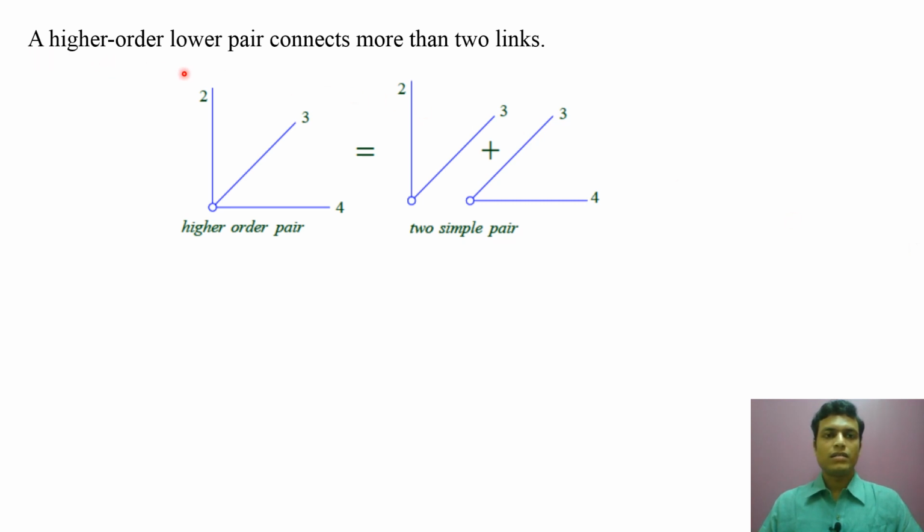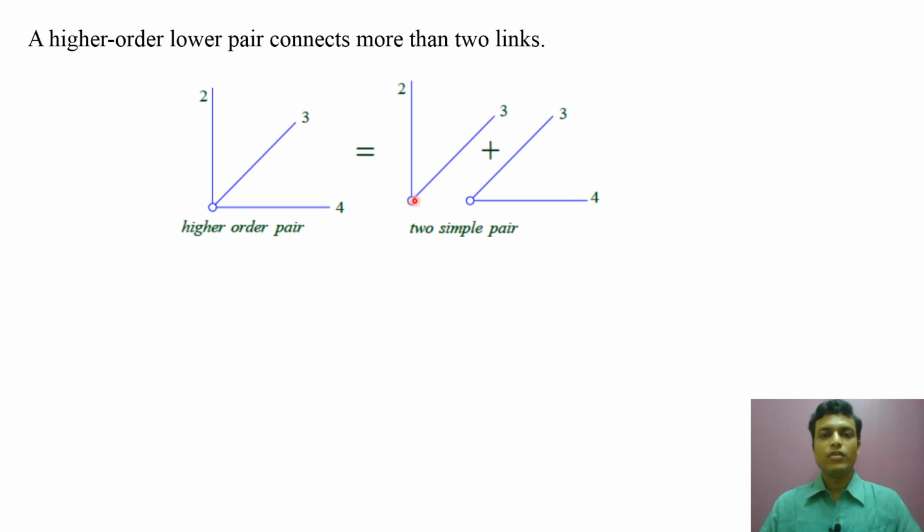Now we are describing here a higher order lower pair. So what is a higher order lower pair? It is a lower pair which connects more than 2 links. Here this is a higher order lower pair which connects link 2, link 3 and link 4. So this is called a second order higher pair because it joins 3 links, which is equivalent to two simple pairs.